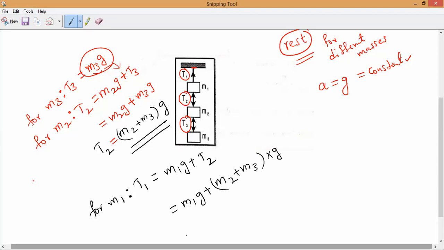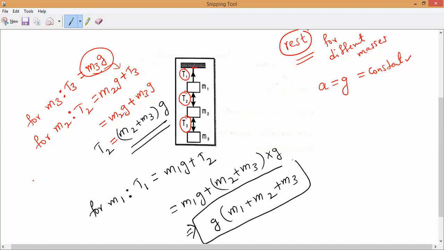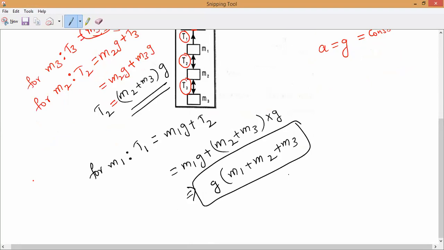Now in this one, what is the constant, everyone? g. So I can keep g outside. Remaining, what will come? M1 plus M2 plus M3. So that is T1. Do you understand how to write now, everyone? T1 is attached by T2 plus T3, T2 is attached by only T3, and T3 is attached by nothing. That is why we can say M3 into g. Is it okay, everybody? Yes, please. So this is what we get for M1, M2 and M3.